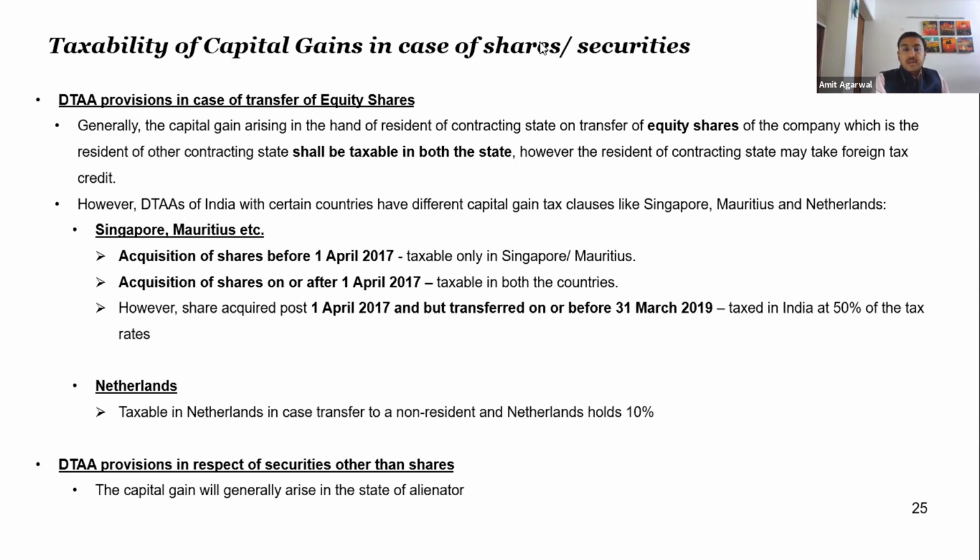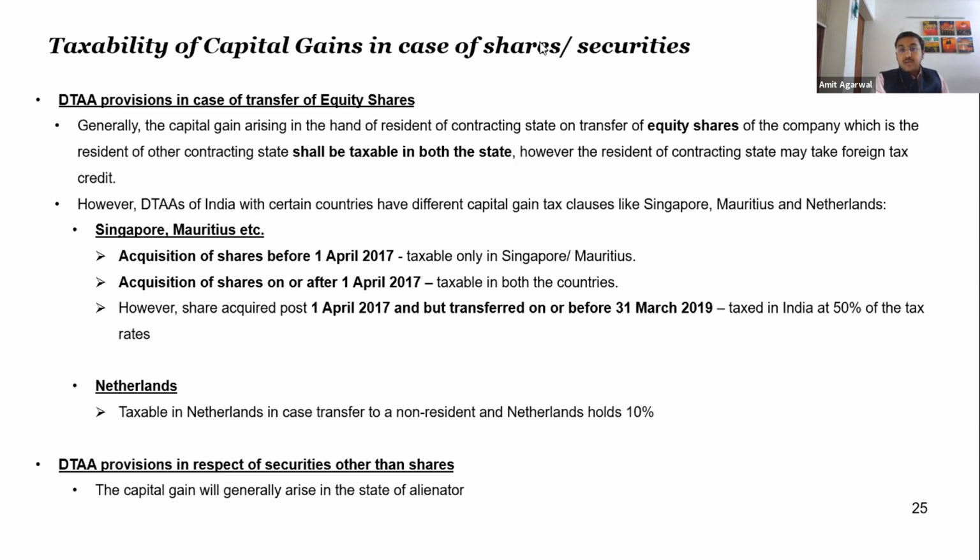No? Okay. And the other aspect in case of capital gains you have to see. The provisions I have talked about are almost common in case of shares, whether equity shares or preference shares. As I mentioned, both the states generally have the taxing rights, except for the few instances we have pointed out: Singapore, Mauritius and Netherlands, and these are the three key ones.